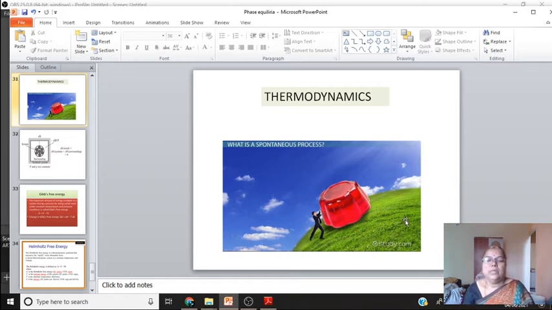So, good morning, students. Last time you have learned the introductory part of thermodynamics, and all of you know about spontaneous processes, the processes which take place on their own accord. In nature, spontaneous processes occur without addition of any external agency. In this picture, this is not a spontaneous process.